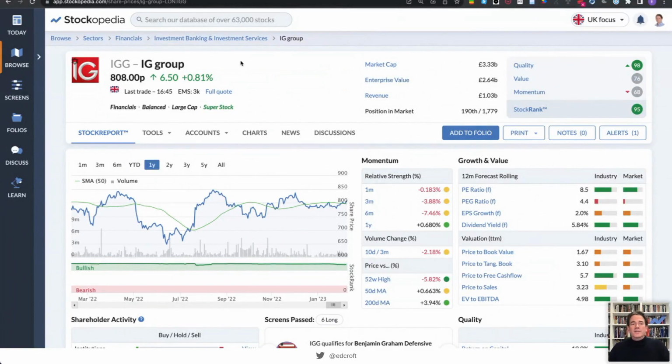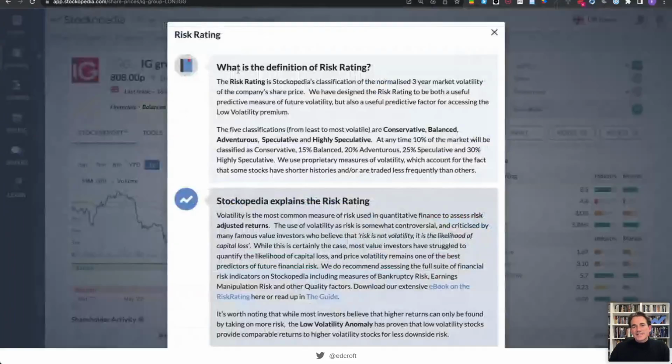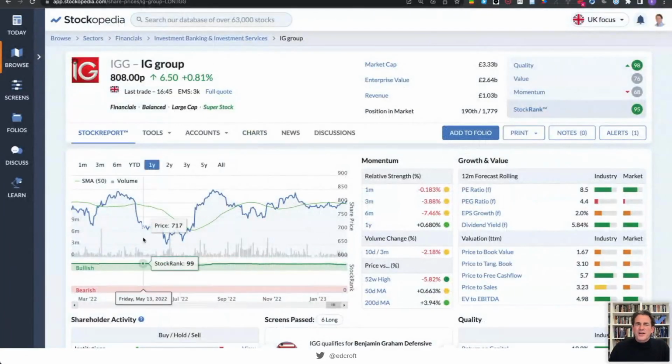Now, look, let's have a quick look. Financials, balanced large cap super stock. That balanced means it's lower volatility, okay? It's about in the 25% least volatile of the market, which looks surprising if you look at the chart, but that's what it is. Large cap super stock, high rank, very high quality rank, and quite cheap, momentum a bit more normal, okay? So again, P ratio very, very low.